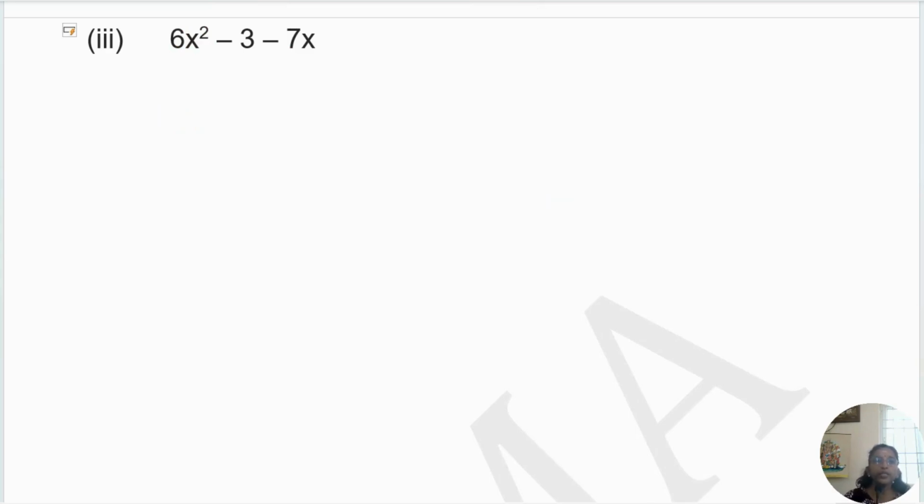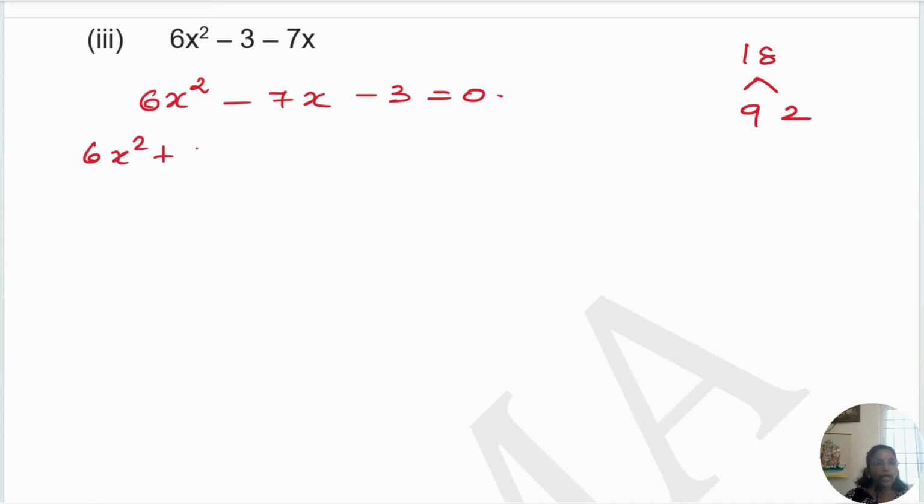And next question is 6x square minus 3 minus 7x. First you have to rearrange your equation in the decreasing order of power of x. So this is our equation. Now 6 3s are 18. For 18 you have to find the factors. So 9 2s are 18. So 6x square plus 2x minus 9x minus 3 is equal to 0.